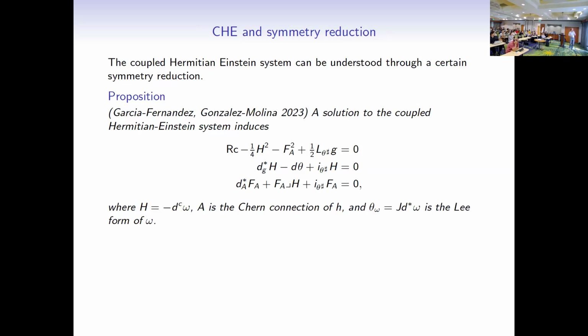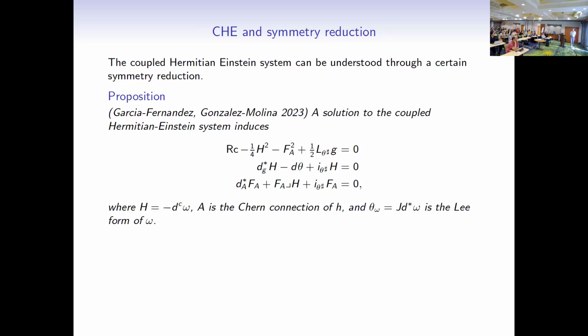So you have the following system of three PDEs. Here H is minus d^c omega, A is the Chern connection associated to H, and theta is the so-called Lee form. So you take d* omega, that's a one-form, which of course vanishes in the Kähler case, and apply J. We call this the Lee form. If I just suppress all the terms involving the Lee form, this one, d theta, I theta sharp H, if I suppress all of those, what do we really see?